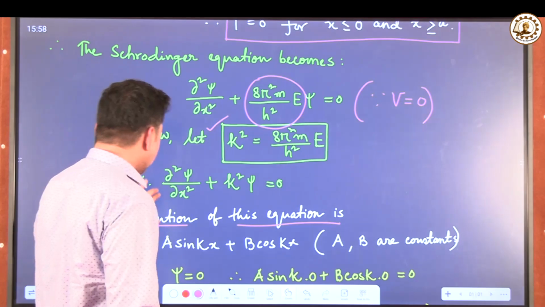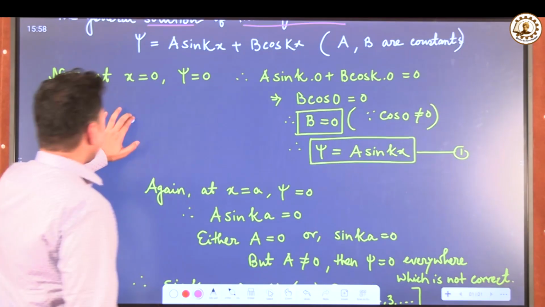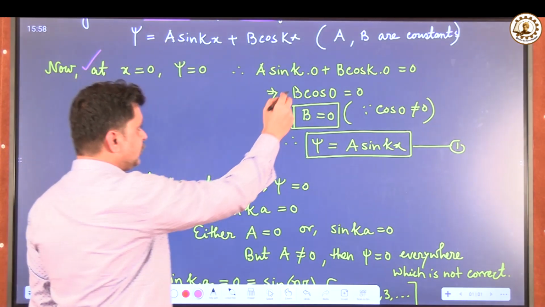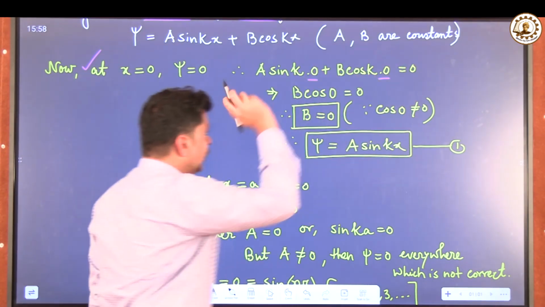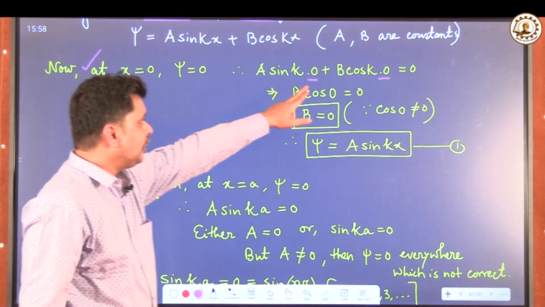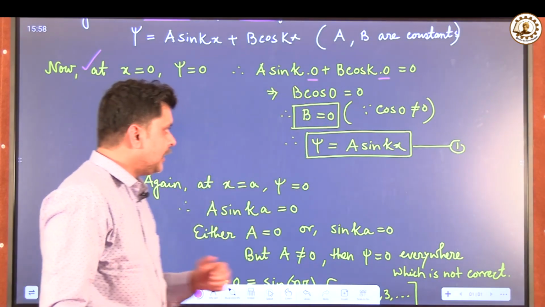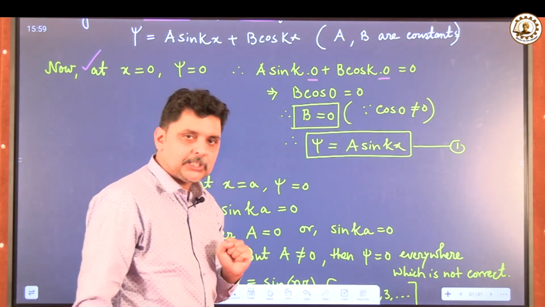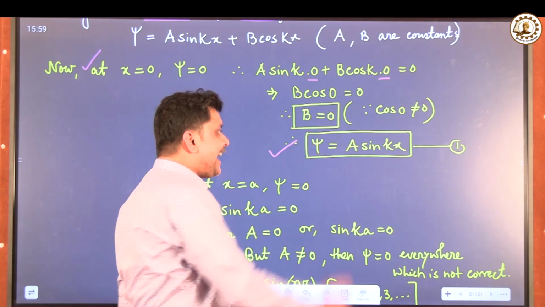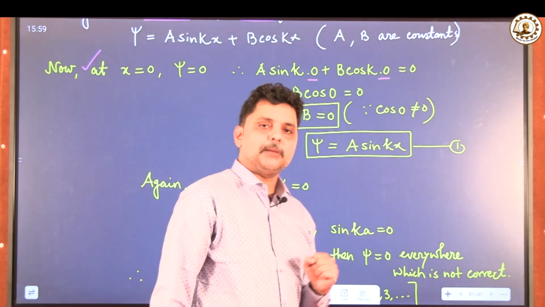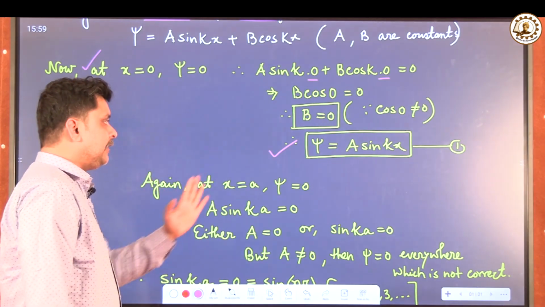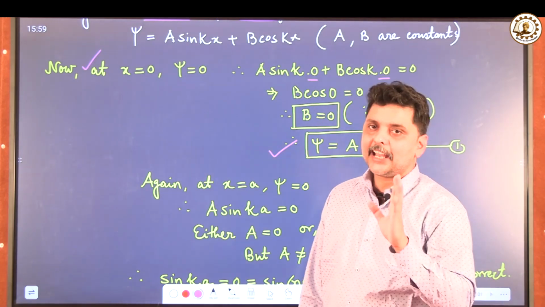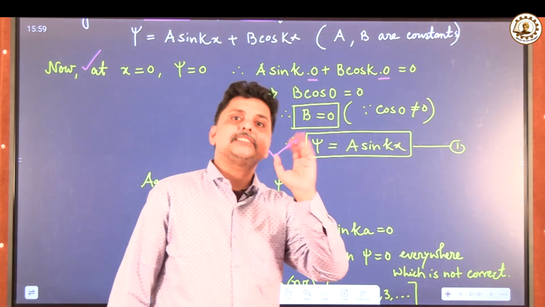So if we use the boundary conditions, what happens? First, at x equal to 0, psi equal to 0. This is our first boundary condition. We put the values: instead of x, we write 0. So sin 0 becomes 0, and only b cos 0 is equal to 0. Here we remember cos 0 cannot be equal to 0. Therefore the constant b has to be 0, and our psi becomes a sin kx. Let's say this is our equation number 1. Now we need to find the value of a. So again, for the other boundary condition, we have a sin kx equal to 0 at x equal to a.